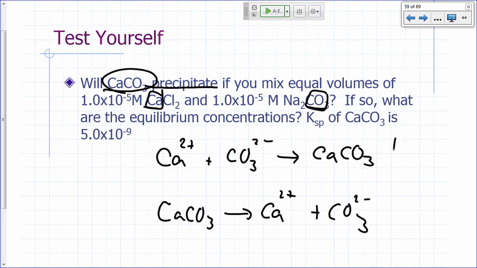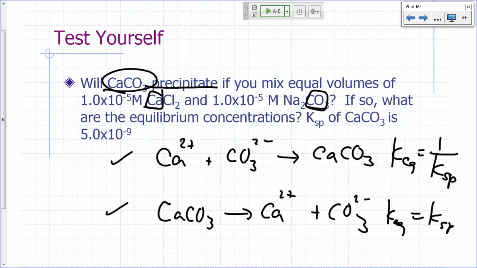The KEQ for this is 1 over the KSP, right? The KEQ for the dissolution is the KSP of calcium carbonate. We can solve this problem using either of these two reactions. This is basically the same reaction, and you just make opposite assumptions as far as where the reaction goes.